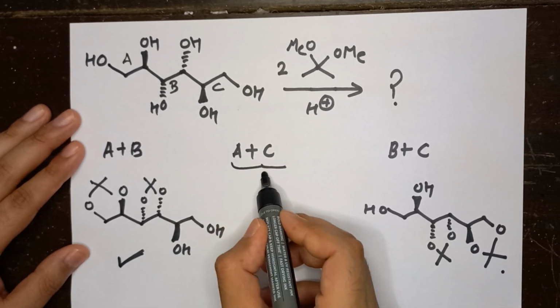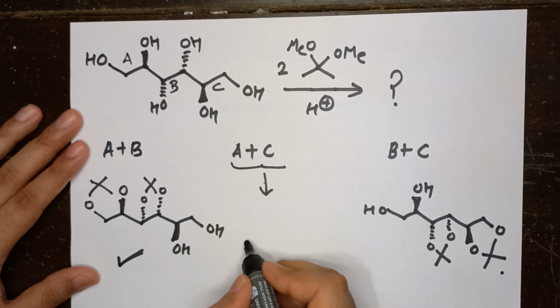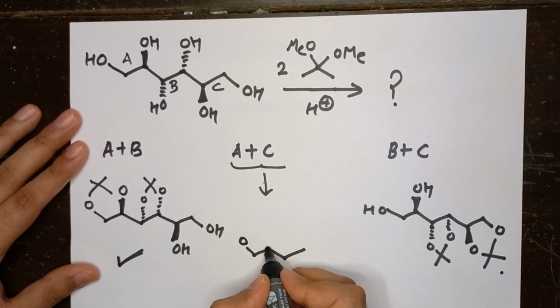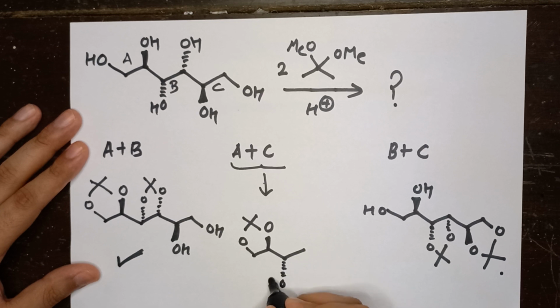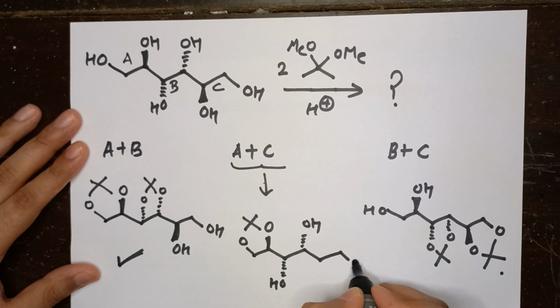And what can the A plus C product be? We are protecting A and C, so it will look like this: O above the plane, O protected. I am not touching the B part, and I am going to touch the C part.